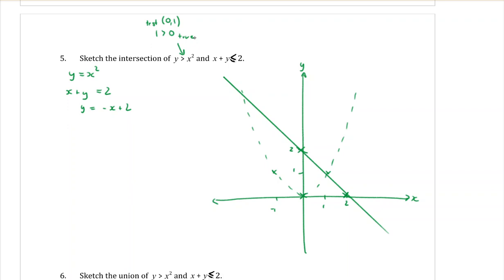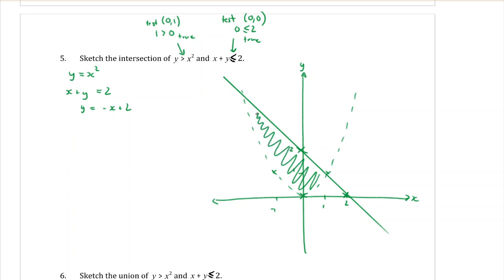Let's test the line though before we do any shading. So for the line, I can test the origin because that's not on the line. And that would be 0 plus 0, which is 0, is less than or equal to 2. Is that true or false? Also true. Good. So that means for the parabola I'm shading up, the line's going down, so it is this section in between them. So just shade that one section in between.